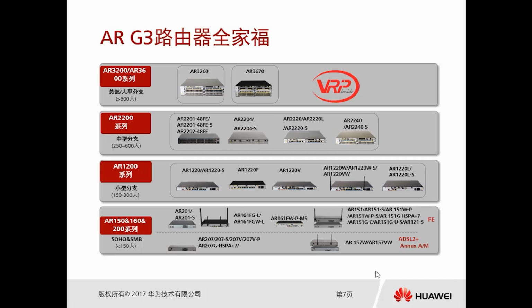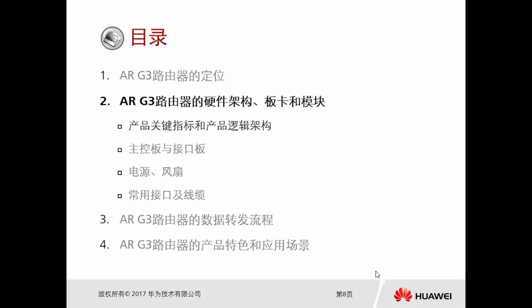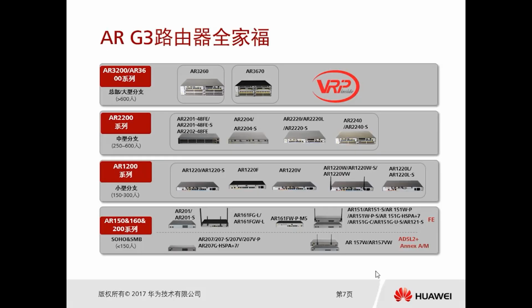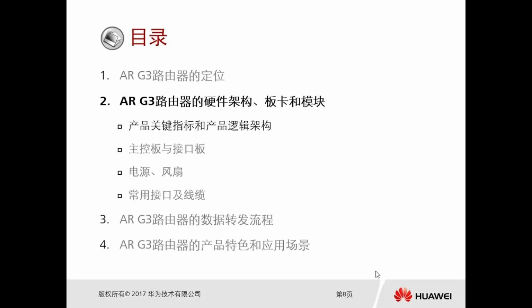What about the AR2200 and 3200 series? When I set up the device, if the DSP module is configured, then I can also support voice functionality. What about the AR3600 series? It is not quite able to support it for now. This voice function, just a simple explanation for everyone, is a simple overview of the entire AR series. So everyone knows all of my AR routers have integrated the VRP platform. So that's the end of the understanding.